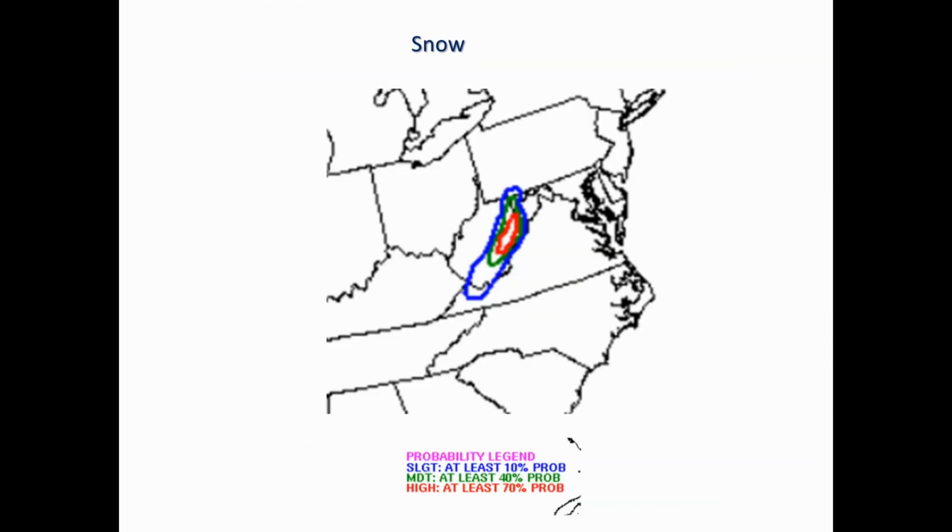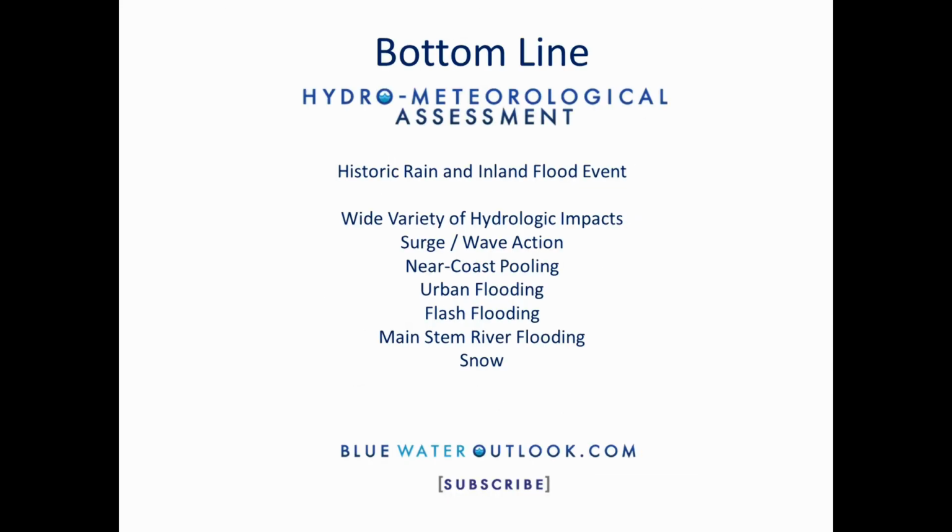I mentioned snowfall yesterday, and that hasn't really changed much. The red here is a 70% probability of a foot of snow over the higher elevations of West Virginia, and that still looks like a definite possibility on the other side of the higher elevations in the colder air.